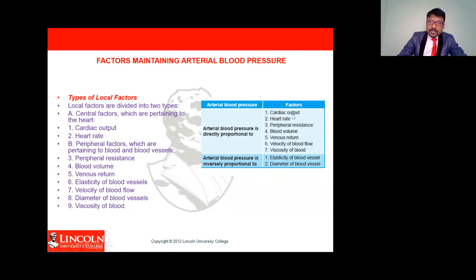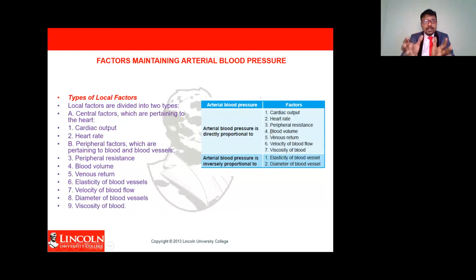If you see these things: cardiac output, heart rate, peripheral resistance, blood volume, venous return, viscosity of the blood, and also velocity of the blood flow, they are directly proportional to the arterial blood pressure. How directly? If the cardiac output is increased, blood pressure increases. Heart rate is increased, blood pressure is increased. Peripheral resistance: inside the blood vessel, if any resistance increases, pressure also increases. Resistance due to any fat accumulation or any obstruction by foreign material increases the blood pressure. And also if blood volume is increased.